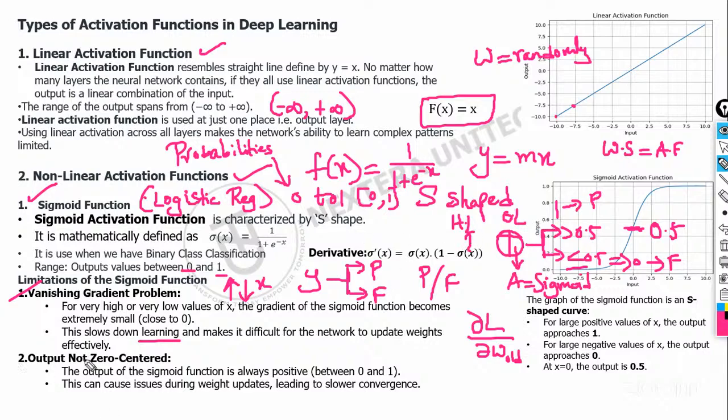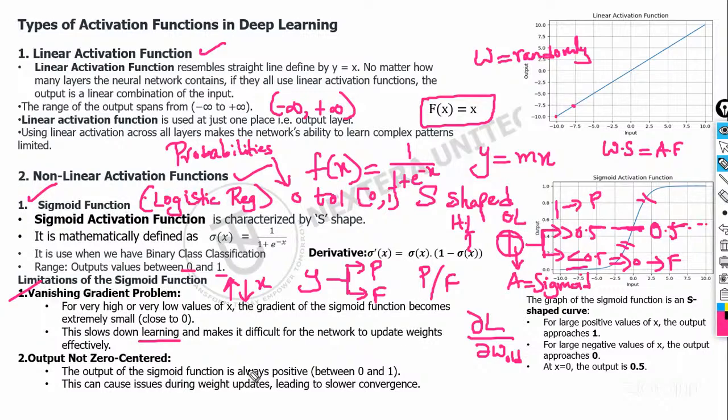And moreover, the output is not zero-centered. If you see the sigmoid function, is it zero-centered? No. It is not zero-centered. It is centered around 0.5. Here, if you cut the graph exactly here, you'll get two identical parts. Is it exactly zero-centered? No.